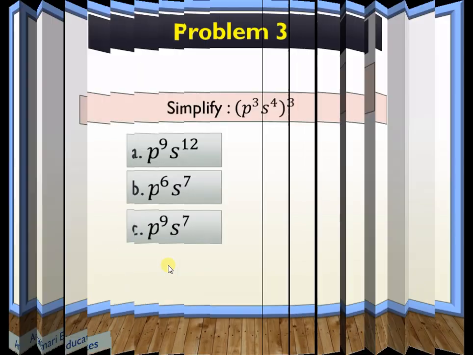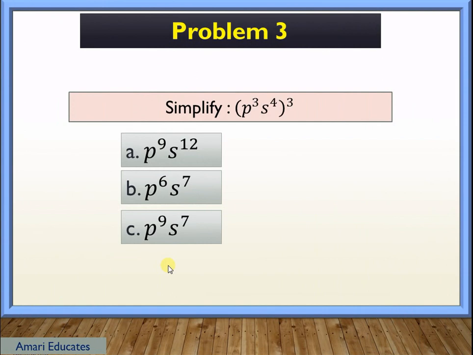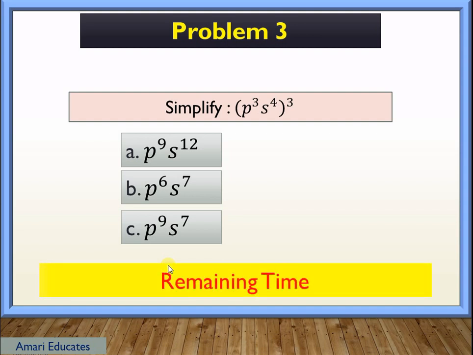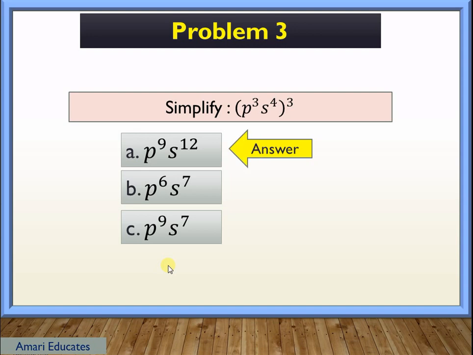Next one. Simplify the quantity of p to the 3rd s to the 4th raised to 3. Let's start the time. Time is up, and the correct answer is p to the 9th s to the 12th.